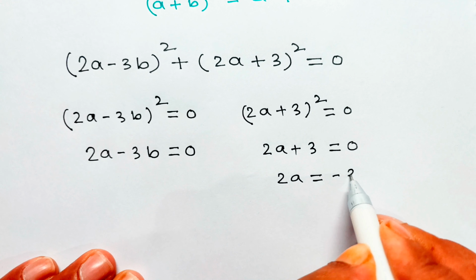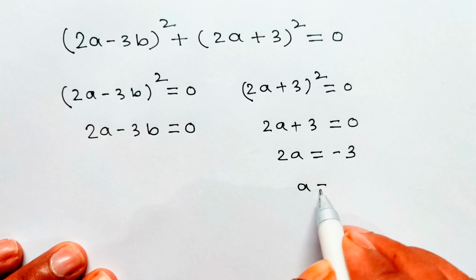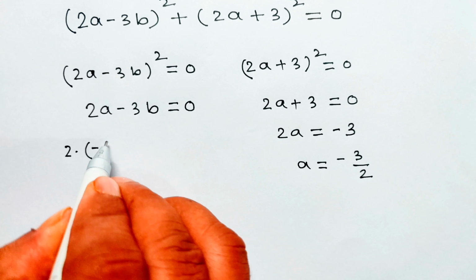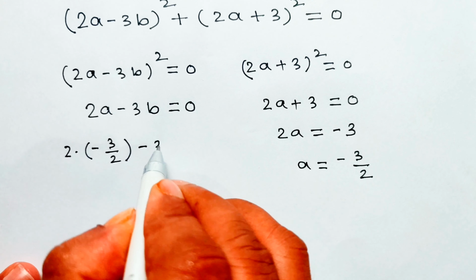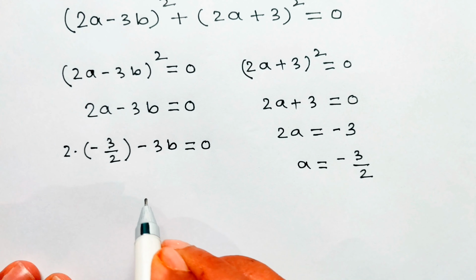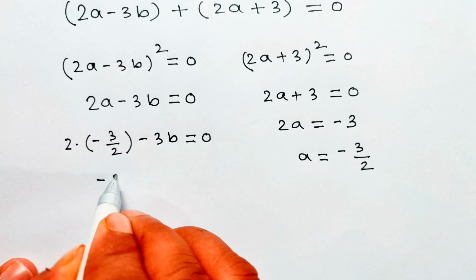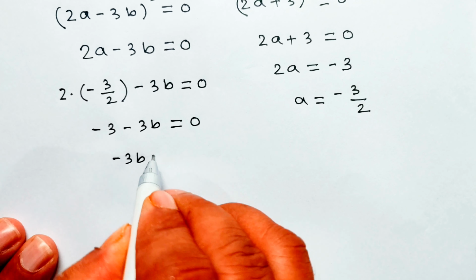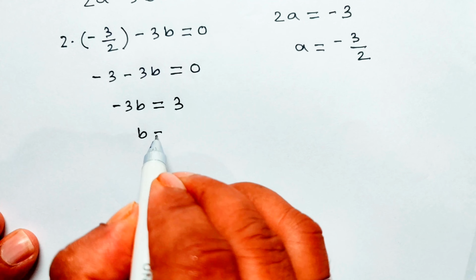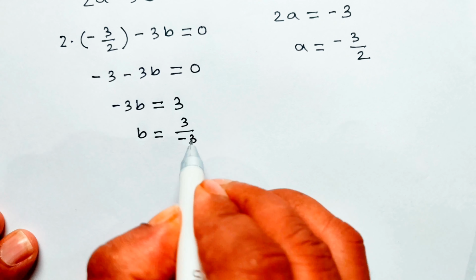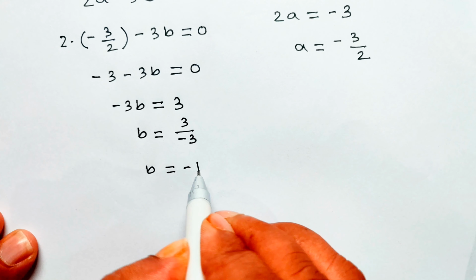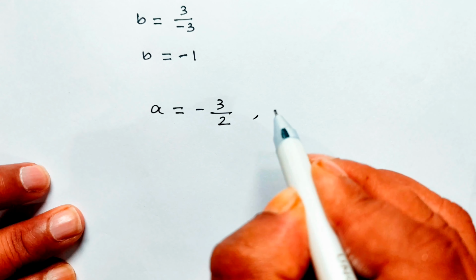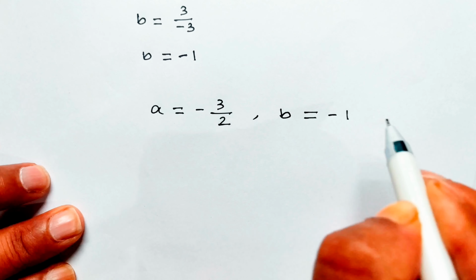2a = −3, then a = −3/2. Then 2 × (−3/2) − 3b = 0. The 2 cancels, then −3 − 3b = 0, so −3b = 3, then b = 3/(−3), then b = −1. So a = −3/2 and b = −1.